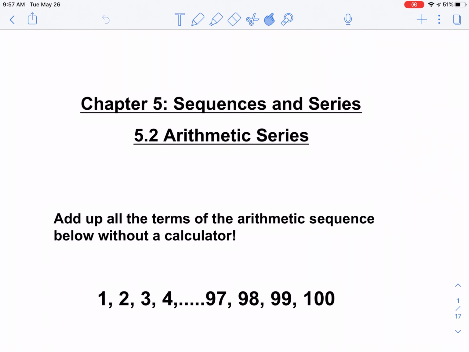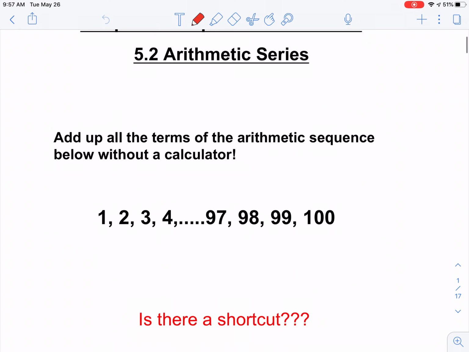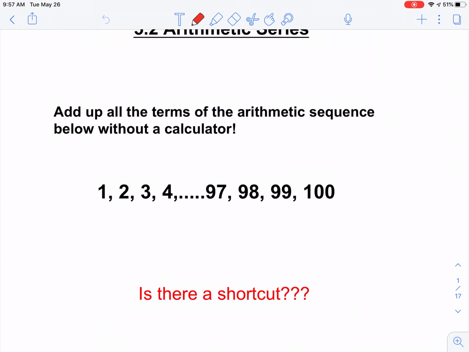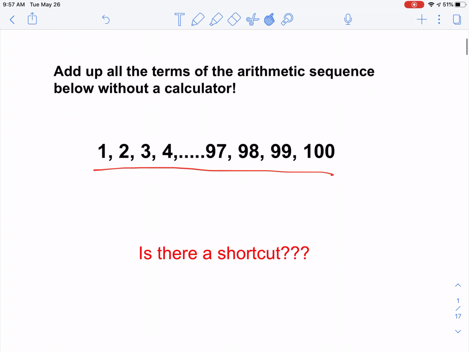All right, last discrete math lesson of the year, 5.2 arithmetic series. So, suppose you were asked to add up every number from 1 to 100 without a calculator. It'd take a long time, right? 100 digits, they're all increasing, you've got to add them all up. It would be a very slow process to do that without a calculator. Is there a shortcut? And the answer is yes, there is a shortcut.